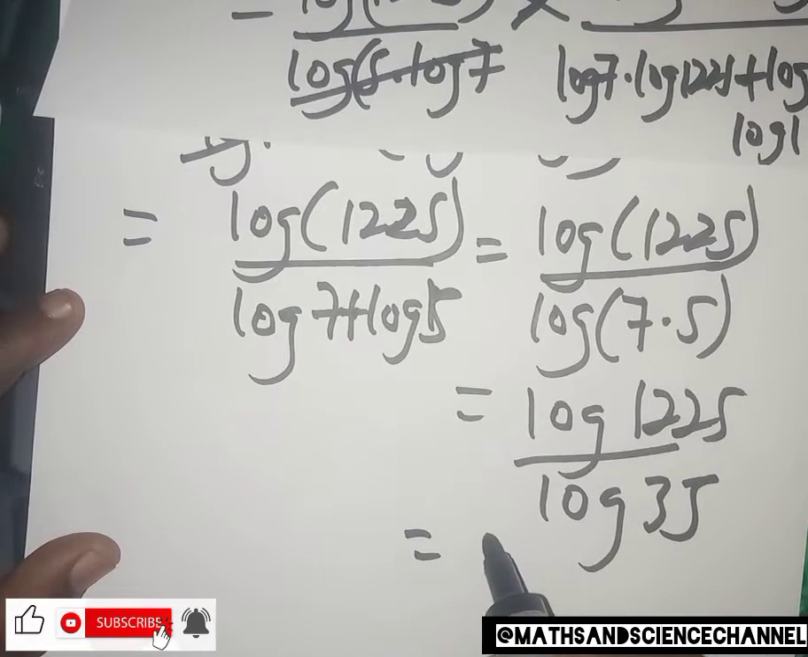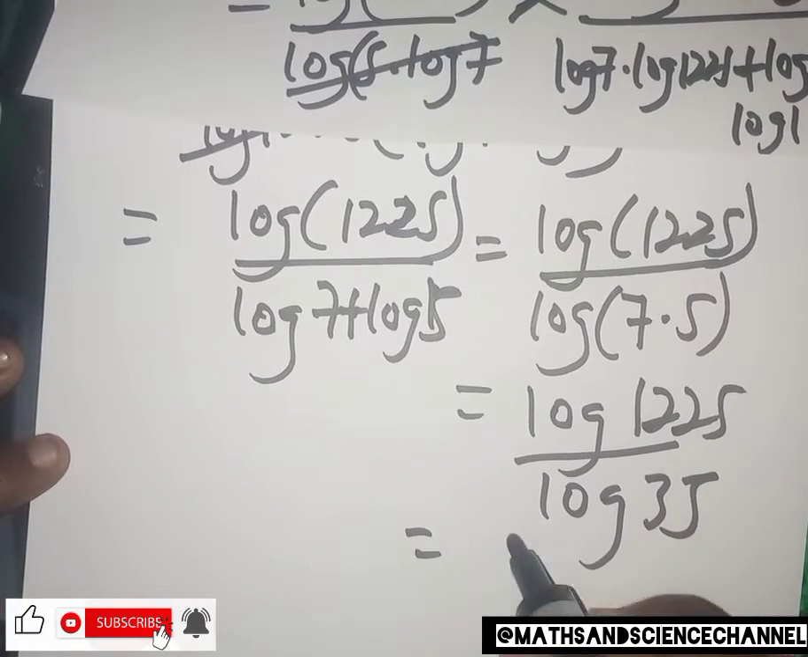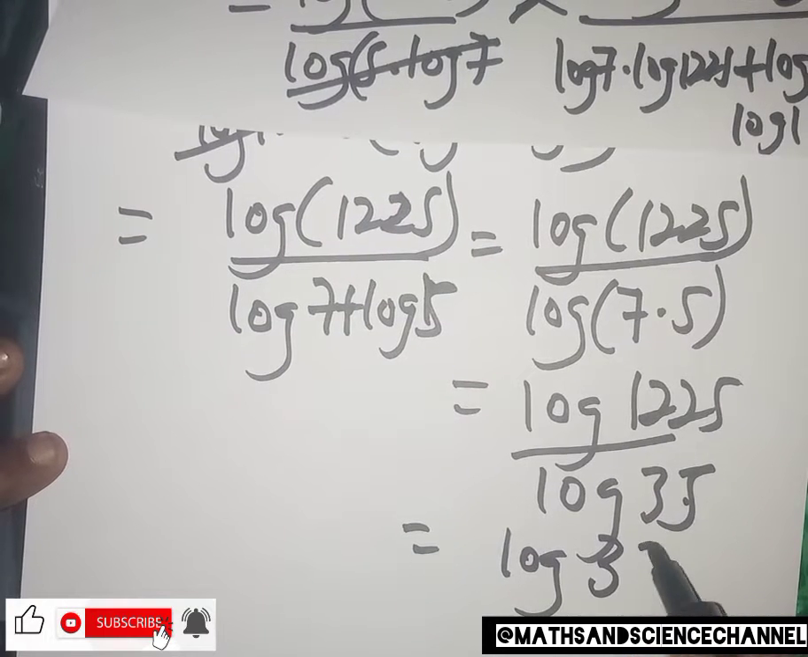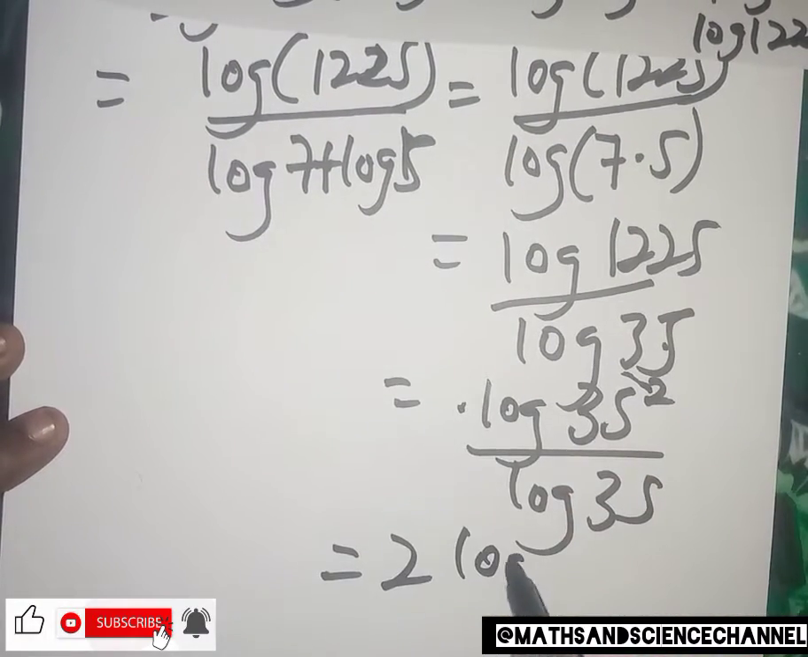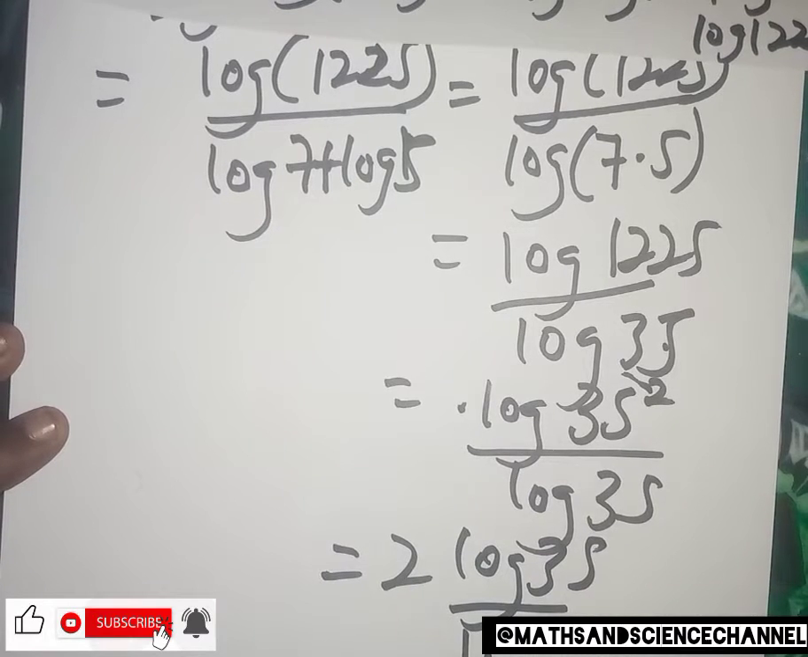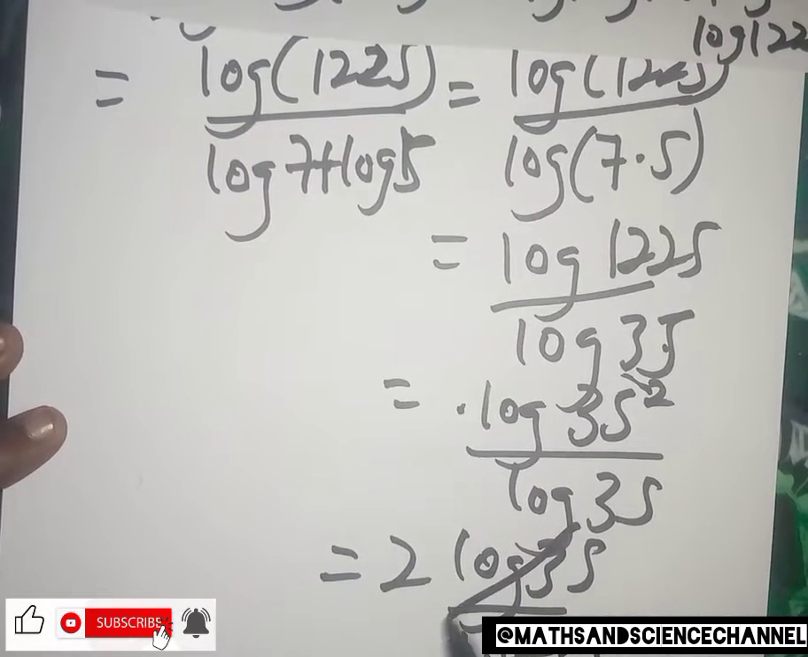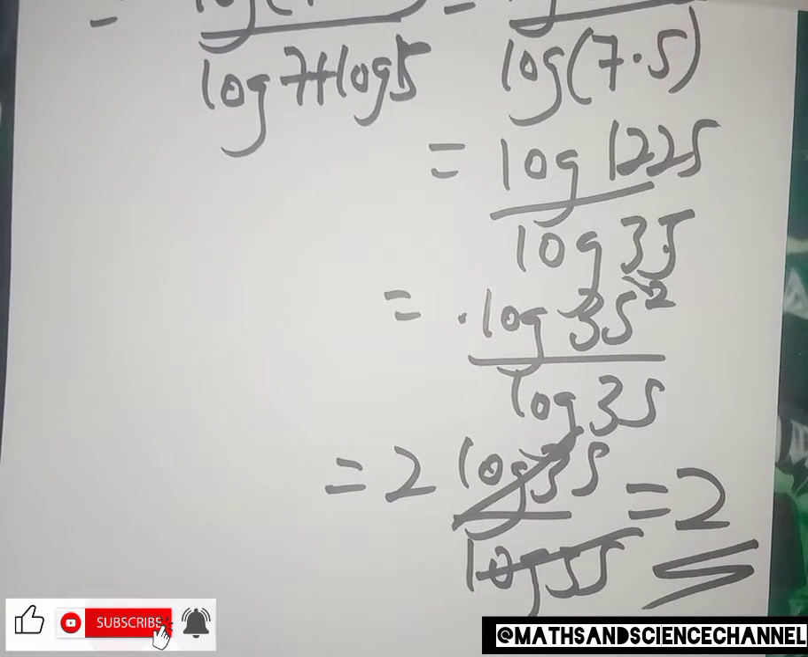So you realize that we have 1225, which can be written in terms of 35. So 1225 is just 35 to the power 2 divided by the log 35, and here we just drop the 2 in front of the log, and we have log 35 being divided by log 35. So this gets rid of this, and then we have this to be equal to 2 in this case. So this is basically the first method.